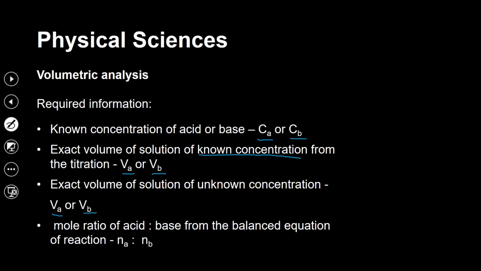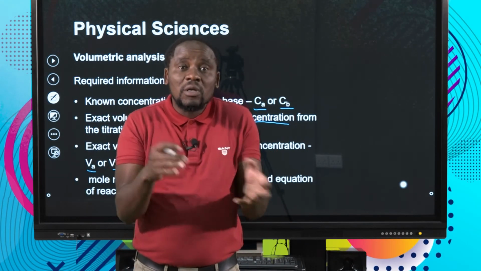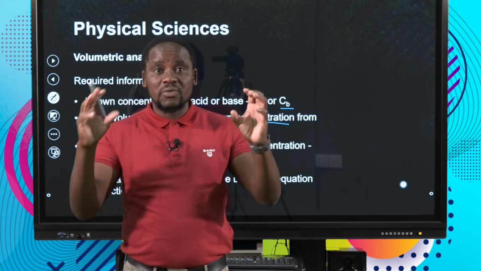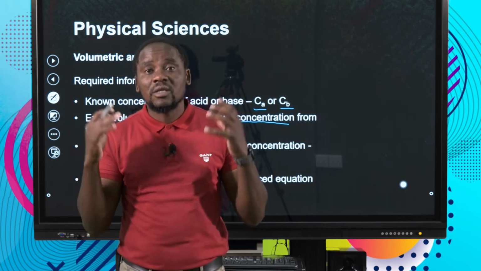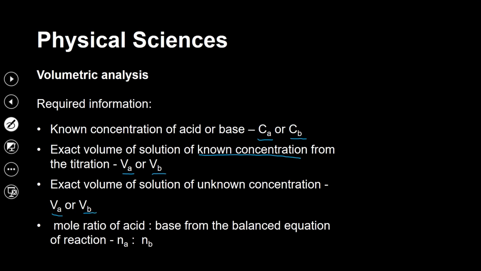And then, very important, when it comes to the law of conservation of matter, we know that these substances react in fixed ratios, and we talk about the mole as the SI unit of quantity of matter. So the balanced equation of reaction gives us the stoichiometric ratio in which these substances react with each other, okay? So we also need the mole ratio of the acid and base from the balanced equation of reaction, right?